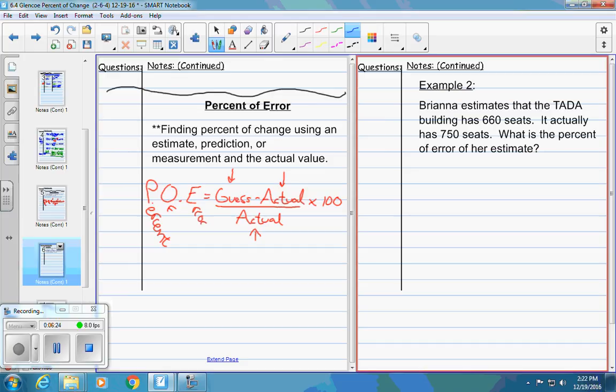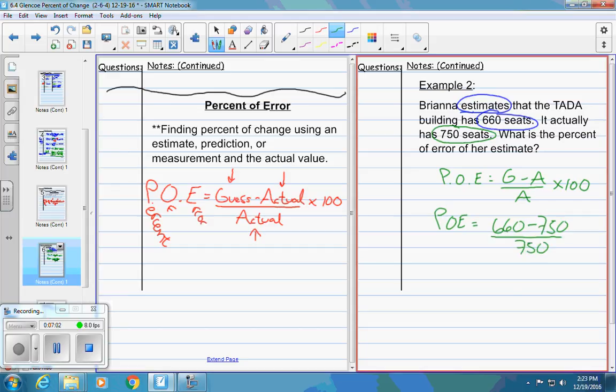All right, welcome back, students. Hopefully you were able to copy down what you see. We're going to circle the things we care about here. Brianna estimates that this building has 660 seats. This was her estimate. Turns out the actual amount in there is 750 seats. So our percent of error equals the guess minus the actual divided by the actual times 100. Her estimate was 660, and we're going to subtract the actual amount, divided by the actual amount, times 100.